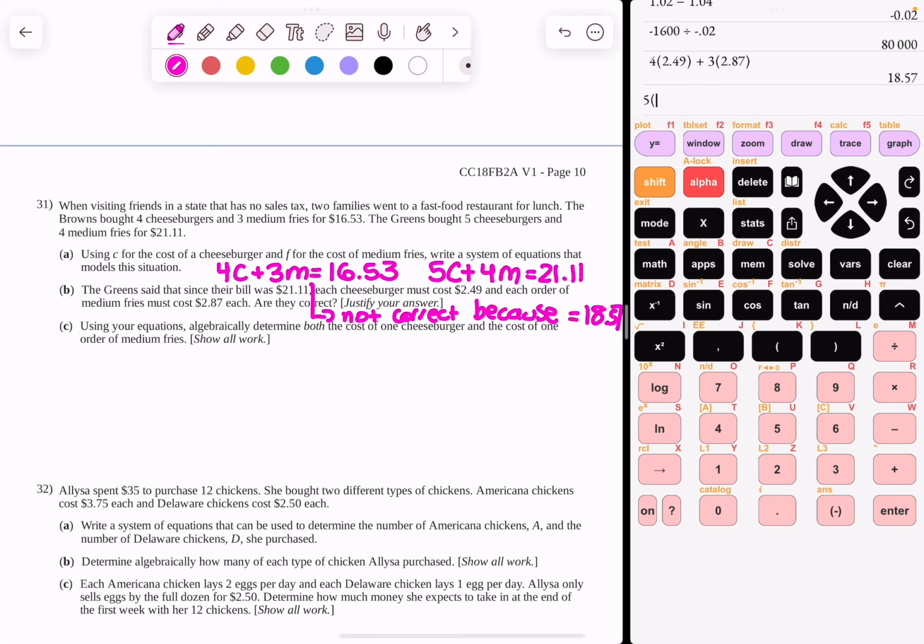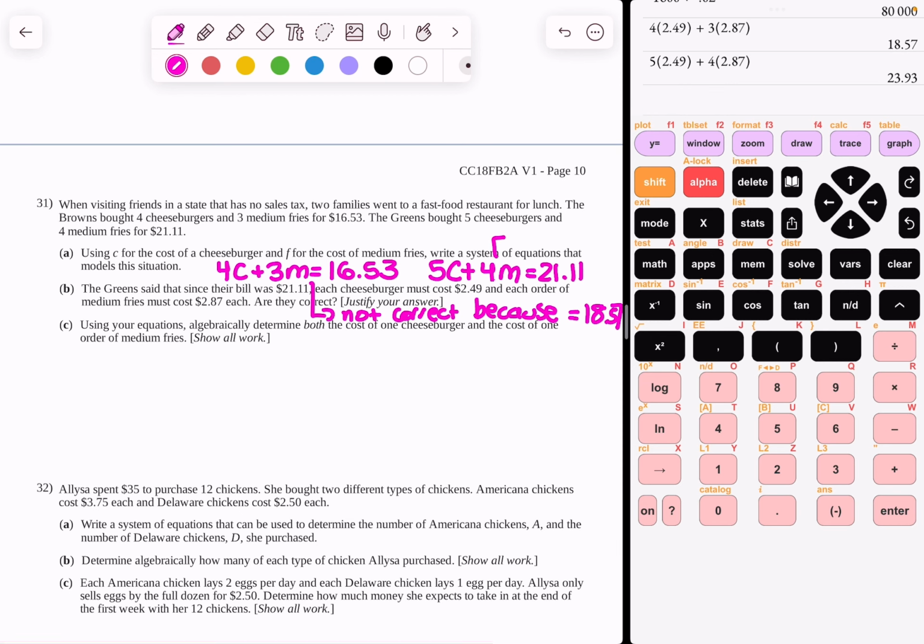If you tried the other one and you put in those prices that they had, let's see what would happen. You would think, oh no, it's also not correct for that person either. It's also not correct because when you try this one, you get $23.93, which is not what you want to get. All right, so it's not correct. Now let's find what is correct.